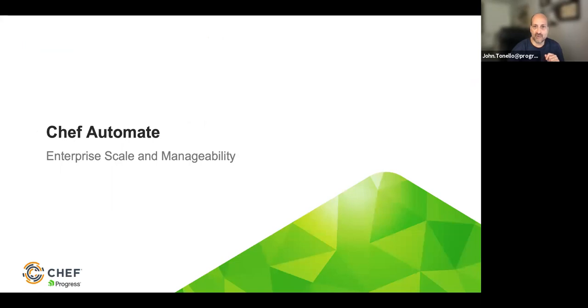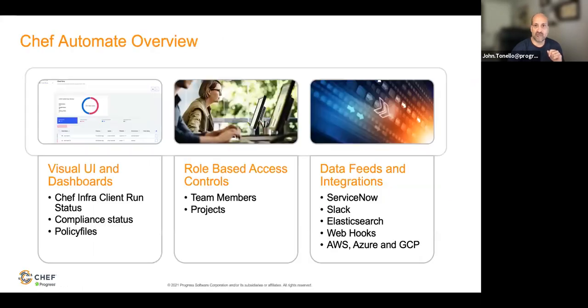Automate gives you the ability to see this stuff in quite a bit of detail as you're going along. So if you have hundreds or thousands of nodes, it is really ideal for your use case. So what's inside Chef Automate? It consists of these UIs and dashboards.